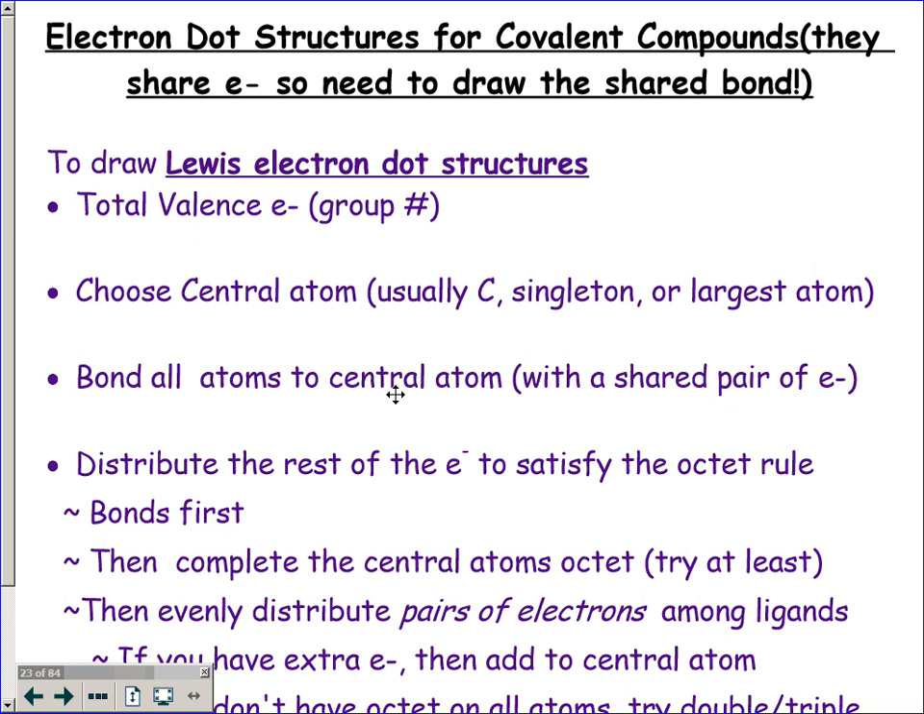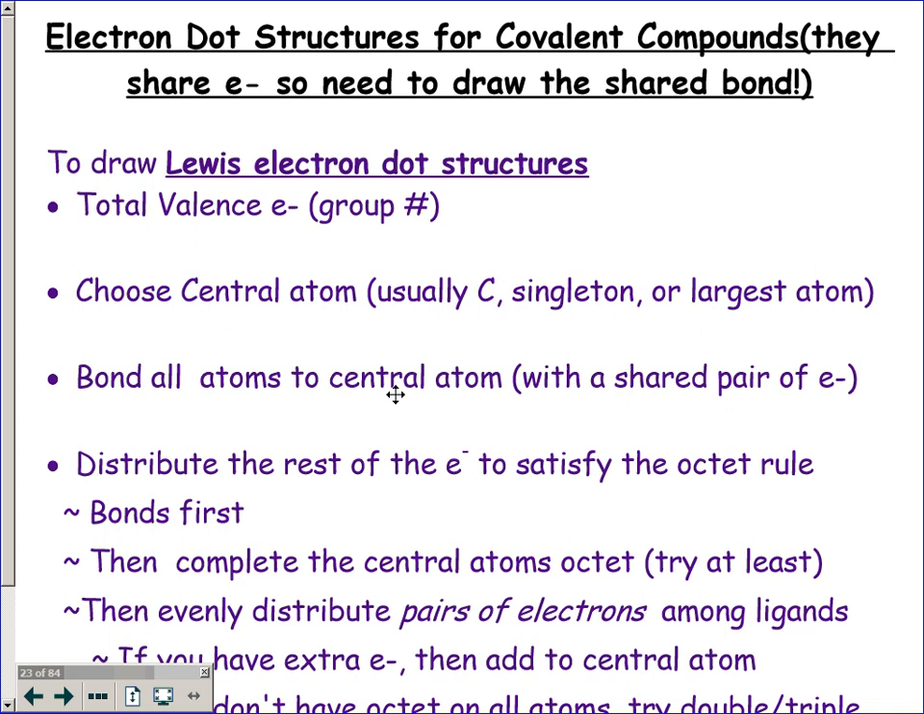V, very first step here, is going to count valence electrons. So that's what it says there. I'm going to make an abbreviation for this, okay? S, skeleton. We're going to draw a skeleton structure. And in that skeleton structure, we have to choose a central atom. And that's going to either be carbon, the singleton that exists, which will make more sense when we start drawing, or just the largest atom, which we can do our atomic radius little trend trick for that.